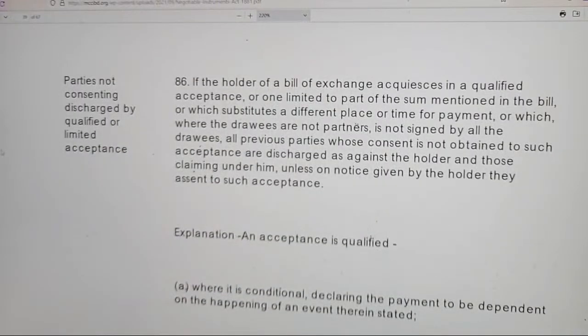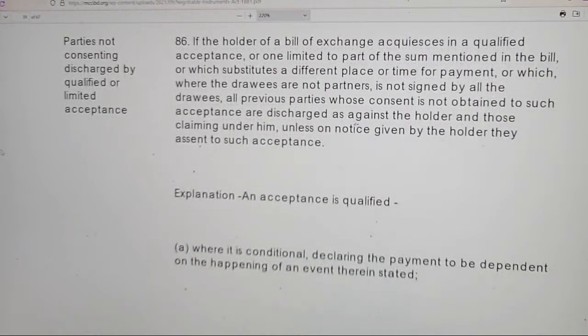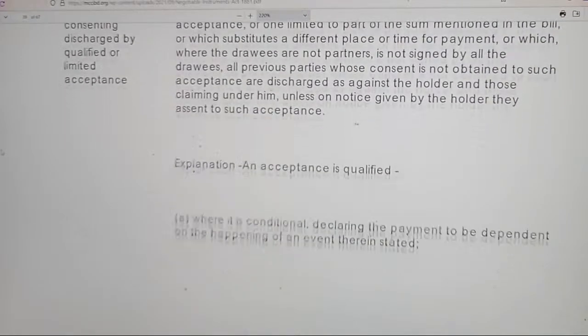Parties not consenting discharged by qualified or limited acceptance. 86. If the holder of a bill of exchange acquiesces in a qualified acceptance, or one limited to part of the sum mentioned in the bill, or which substitutes a different place or time for payment, or which, where the drawees are not partners, is not signed by all the drawees, all previous parties whose consent is not obtained to such acceptance are discharged as against the holder and those claiming under him, unless on notice given by the holder they assent to such acceptance.